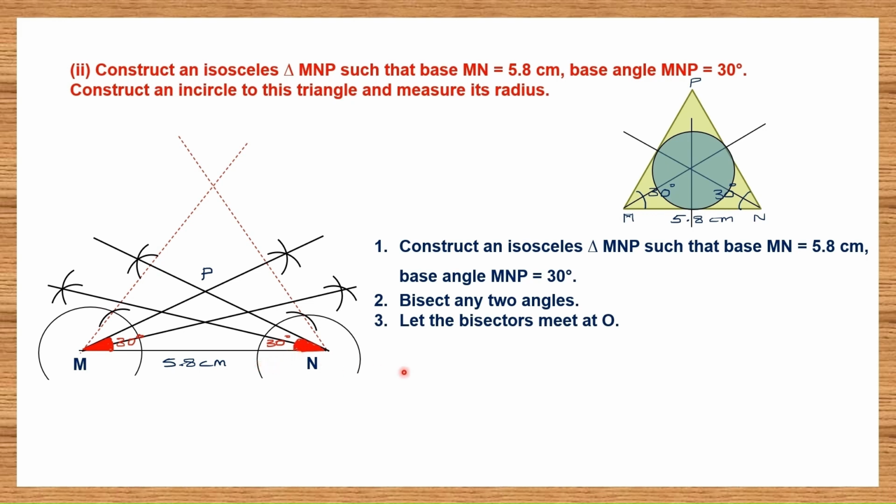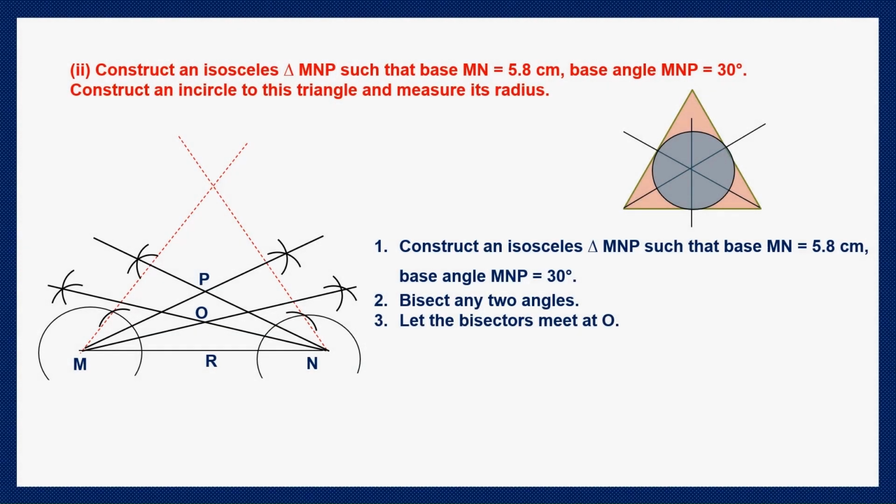Now, what is the next step? Let the bisectors meet at O. So this is one bisector, this is the other bisector that's meeting at O. Next step: from O, draw a perpendicular to MN meeting at point R. So from O, we have to draw a perpendicular line touching MN.